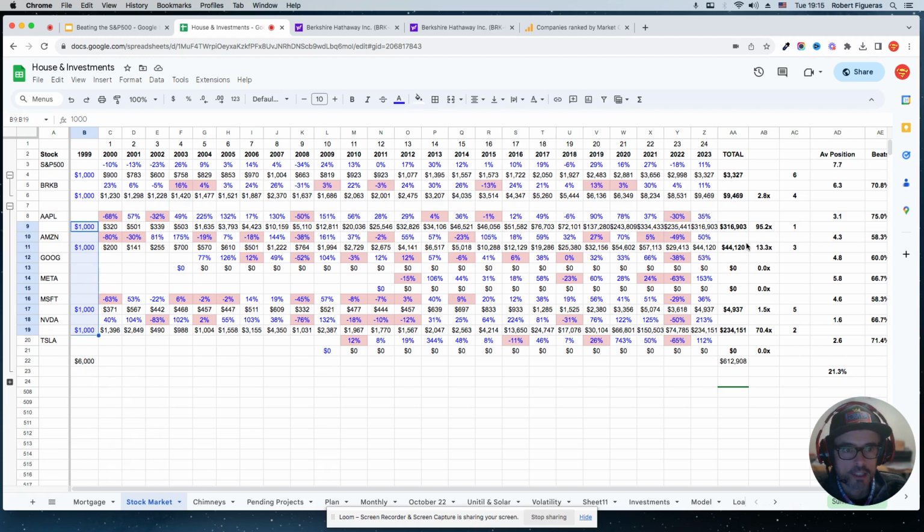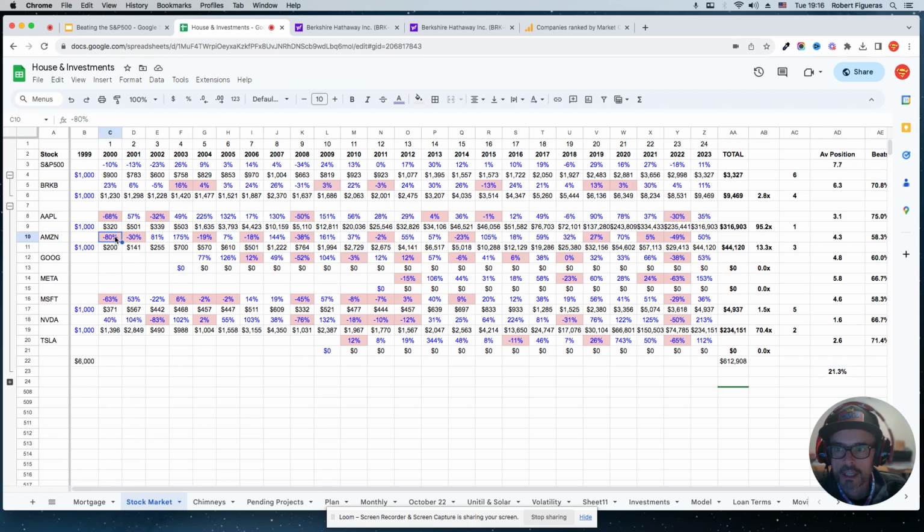Today, if you had invested that money, you would have over $600,000. And that's in the past 24 years. So on a yearly basis, you would get a 21% return. And again, just look at the numbers.